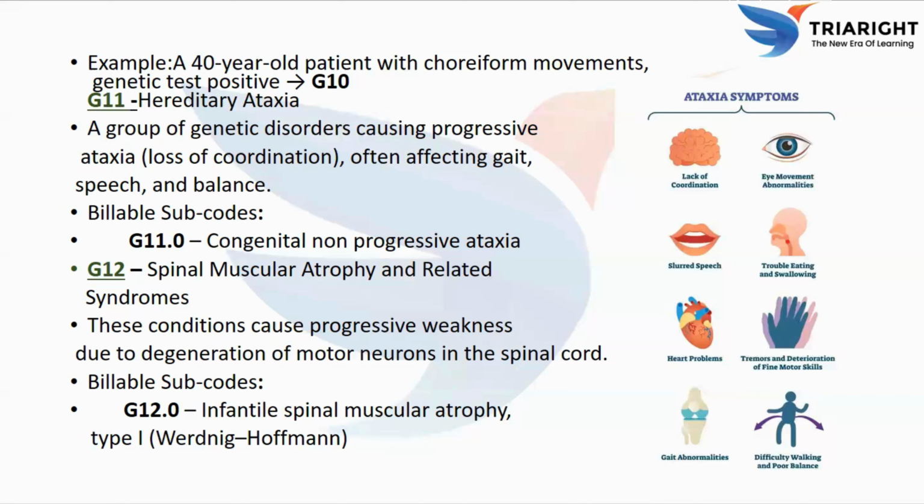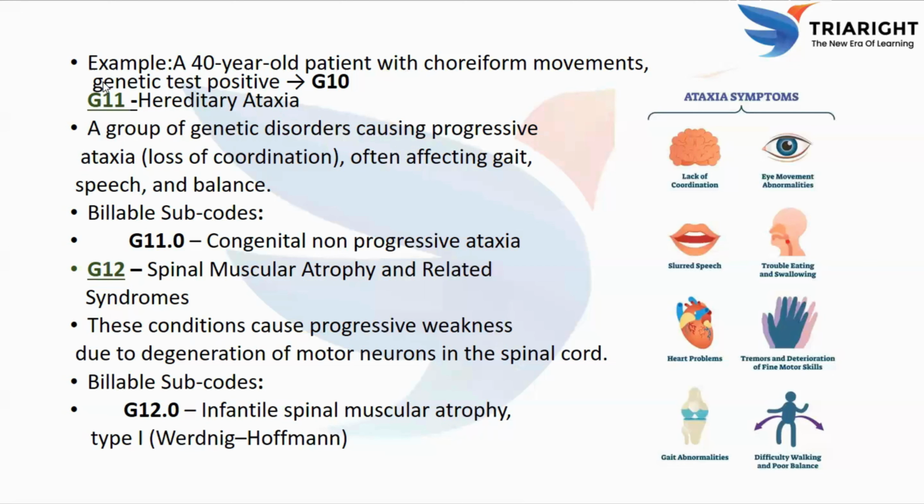So what is the billable subcode? G12.0. Whenever the patient is diagnosed with infantile spinal muscular atrophy type 1, you have to assign the code G12.0. This is a severe spinal muscular atrophy disease seen in infants. You can regularly see this in infants. This causes very weak muscles and also difficulty in breathing and feeding.